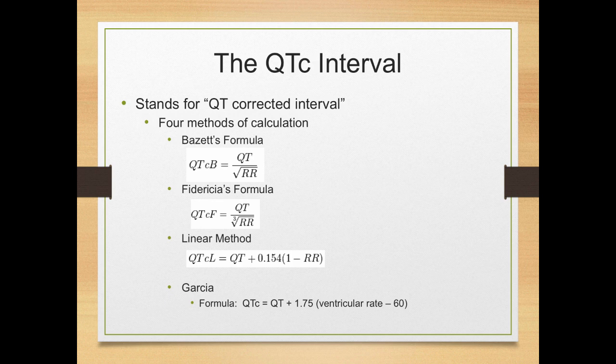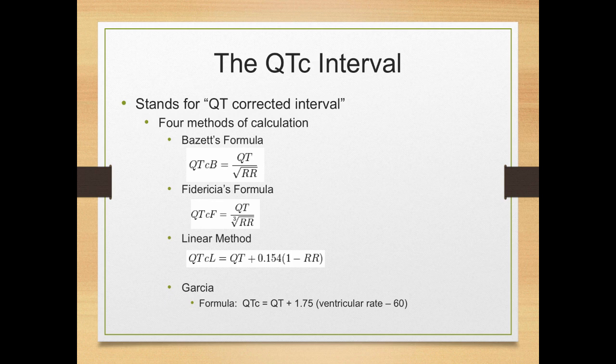So if I have a heart rate of 40 and you have a heart rate of 120, our QT intervals are going to be different. So we have to find a way to compare the two, my heart rate of 40 and your heart rate of 120. So we correct this QTC. We correct for heart rate.